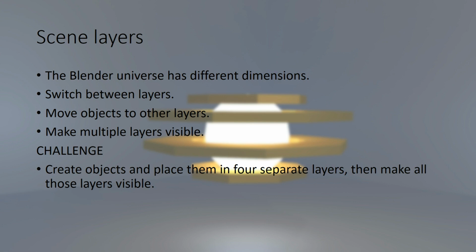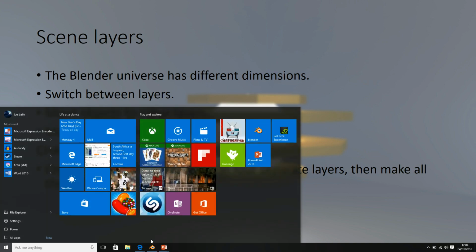In this lecture, we're going to be looking at scene layers. The Blender universe is a universe that has different dimensions or layers. We're going to learn how we can switch between these layers. We're also going to learn how we can move objects to other layers and how to make multiple layers visible. I'm then going to give you a challenge. So let's log in to Blender.